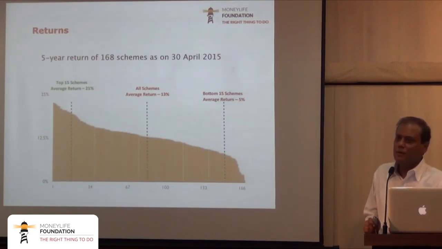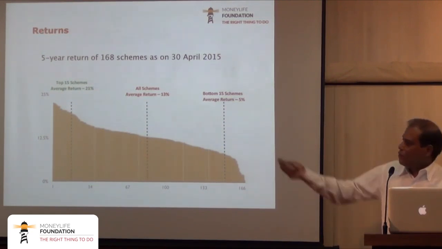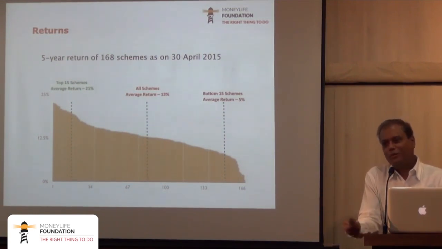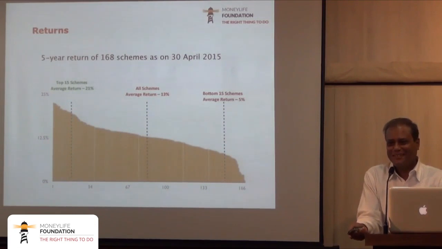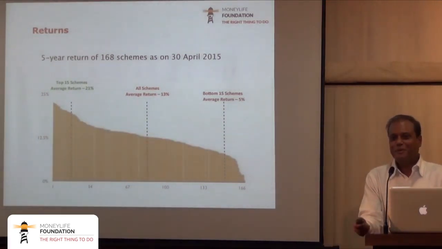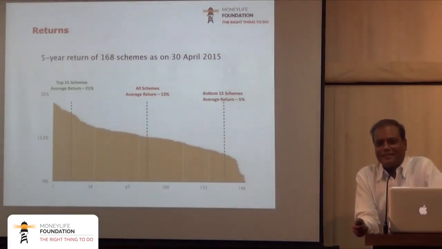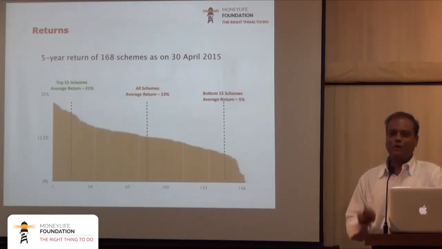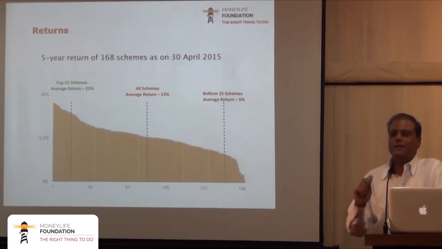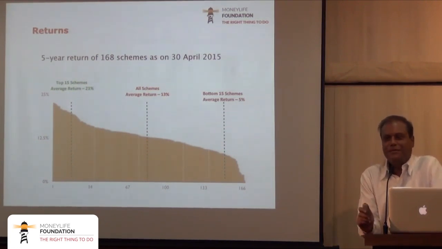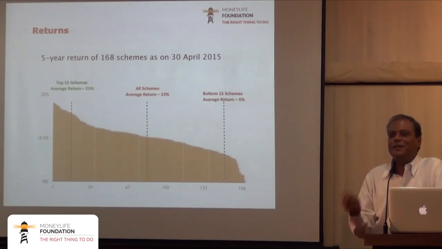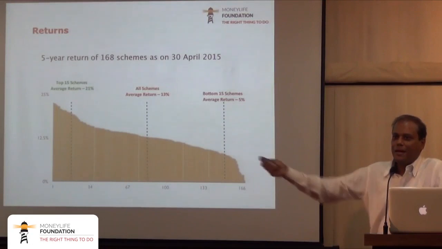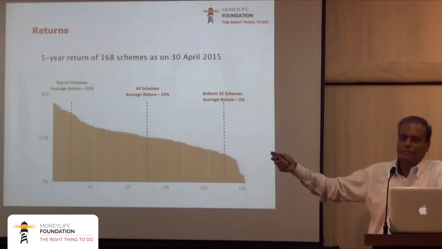5 years, 168 schemes. 168 schemes have 168 fund managers. And all of them are from IIT, IIM and all of that, from top jobs only. Everybody wants to be a fund manager. All financial analysts want to manage money. That's the dream. And only 168 jobs in a nation of 1.25 billion people. And see the variation between them.